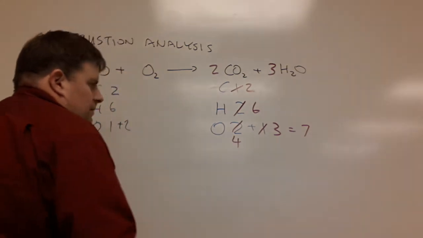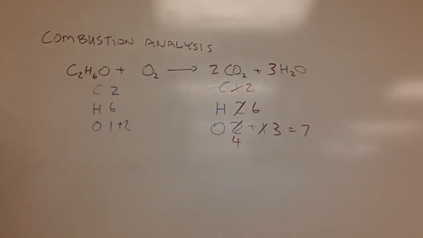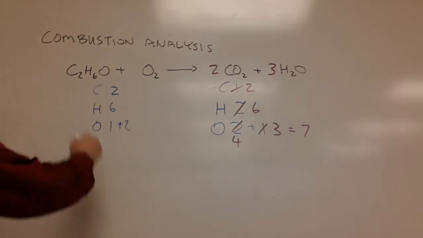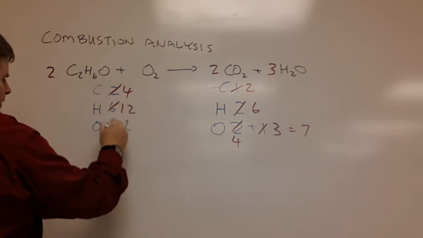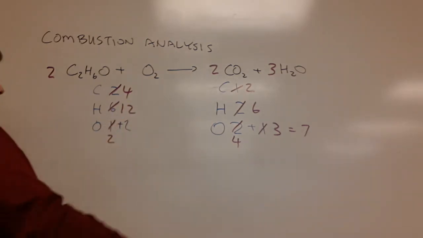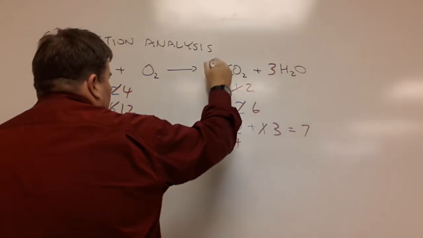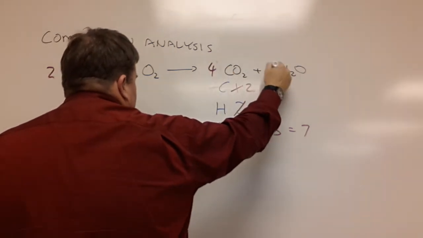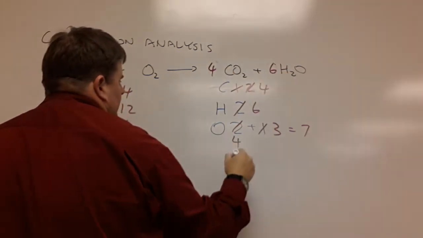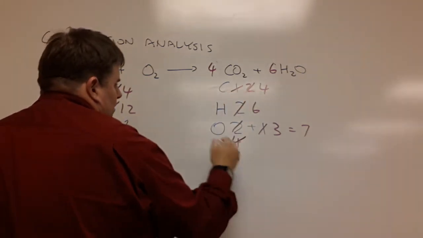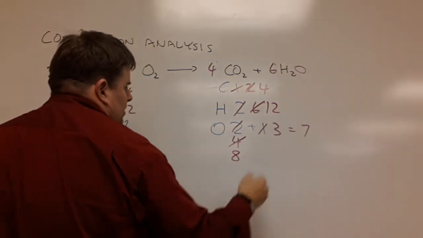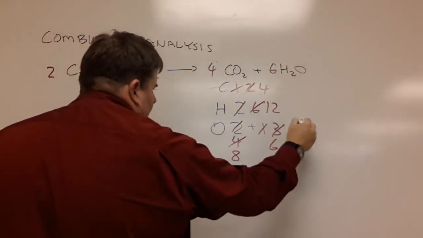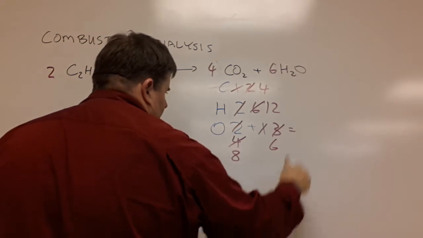I've got 7 on that side. So that's not going to even out here with the oxygen. So what do I do? That's right, you multiply everything by 2. That's 4, 12. Now I've got 2 oxygens. All right, I'm going to change this to 4 and this to 6. 4, change that one to 8, and this one goes to 12. And now I've got 6 more hydrogens. So I've got 14 oxygens in total there.